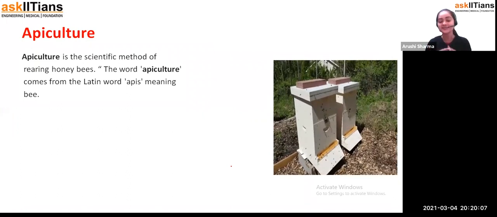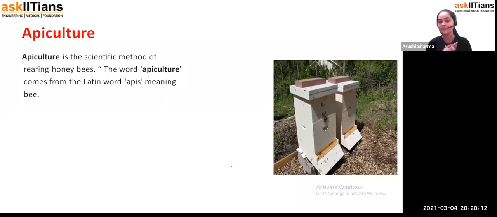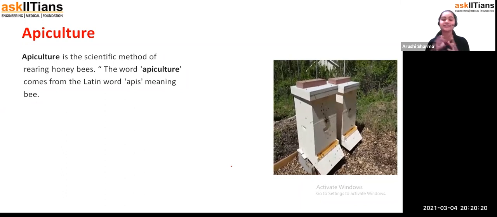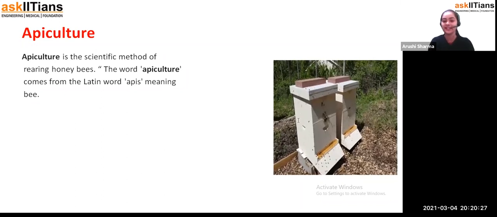So you can say that the process for the extraction of honey is what we call apiculture. The word apiculture comes from the Latin word apis, meaning bee. So that means bee culture, or the rearing of honeybees so that we can get honey from it. And how are we getting it? So I'm going to show you this video. Just look at it carefully.